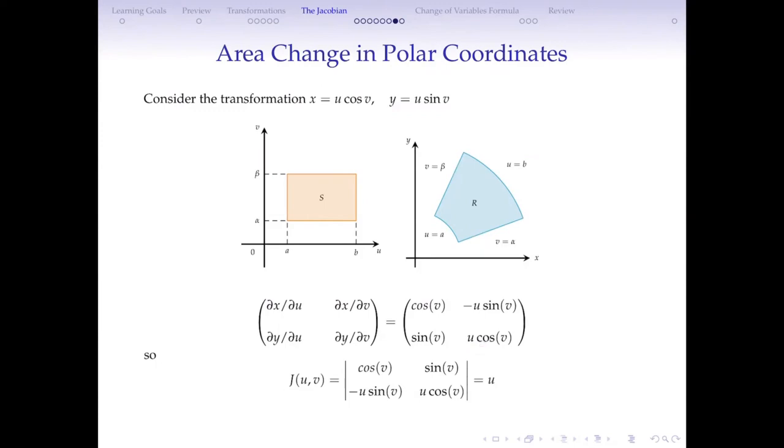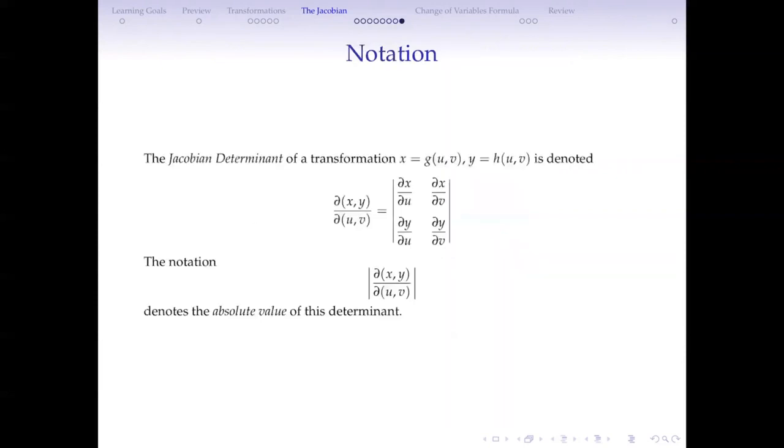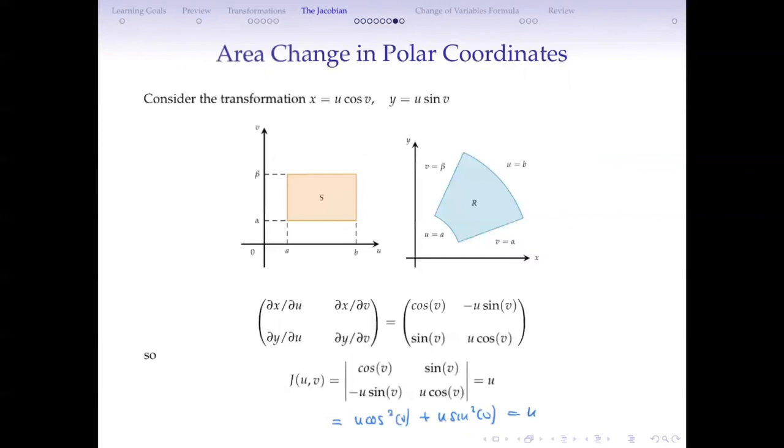So when I put these 4 derivatives into a 2x2 matrix and take the determinant, let me just show you an intermediate step in the calculation. So I get u cosine squared v. Then taking account of the minus signs, plus u sine squared v. And that's why I get u for the Jacobian determinant. That seems strangely familiar, right?